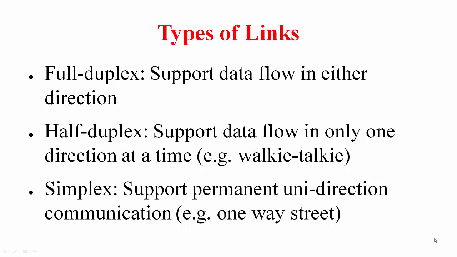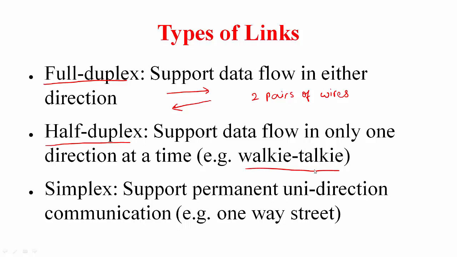So links are also classified based on how they support data flows. For example, full duplex links support data flow in either direction. This they achieve mainly through using two pairs of wires, one for each direction. Half duplex links support data flow in only one direction at a time. The way you can relate to this is through a walkie-talkie. In walkie-talkies, you talk, stop, and then provide an opportunity for the other person to talk. In other words, two people cannot talk at the same time.